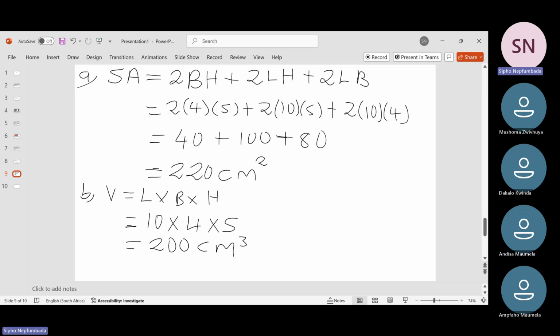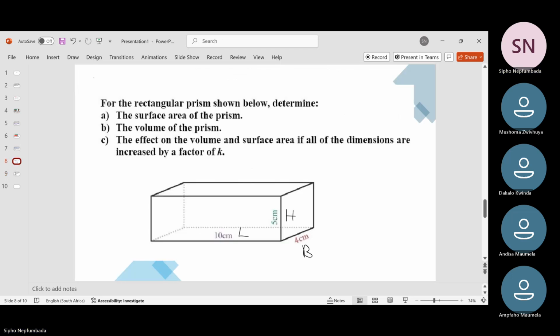Yes. Can we proceed? I'm done on my side. Okay. Others, can we proceed? Yes, we can. Okay. Let's go to the next question, Dakaro.